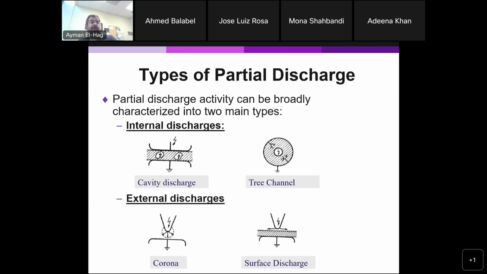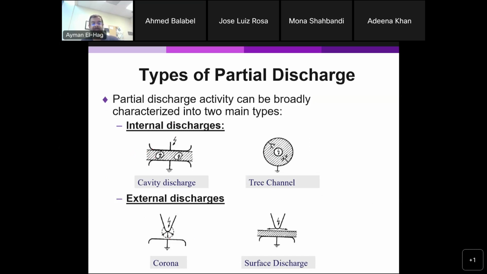Now, partial discharge can come from internal defects. This is a cavity inside, for example, epoxy material, due to the manufacturing process. This is an electrical tree, in a cross-section area of a cable. Electrical trees are one of the major causes of faults in cables.